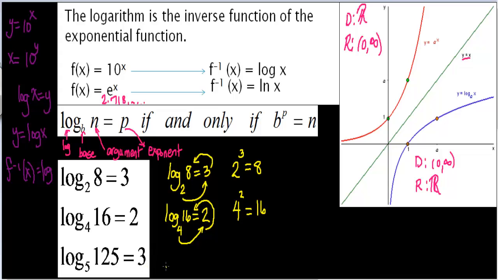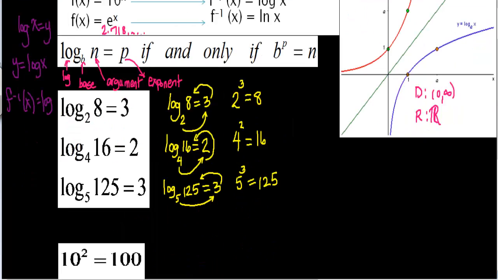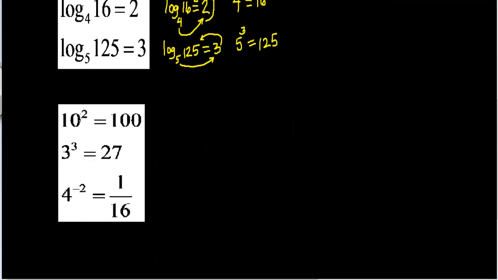And for the last one, I have log base 5 of 125 equals 3. Again, take the base of the log, raise it to the exponent, and equal it to the argument. So this would be 5 to the 3rd power equals 125. So there you have it. We went from a logarithmic expression to an exponential expression. And now we're going to do the inverse. We're going to go from an exponential expression to a logarithmic expression.